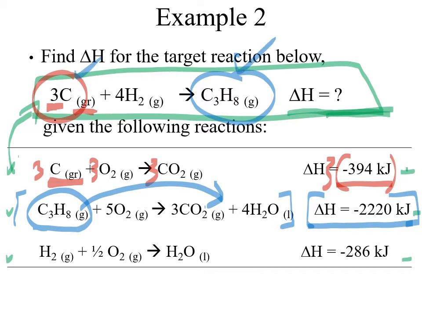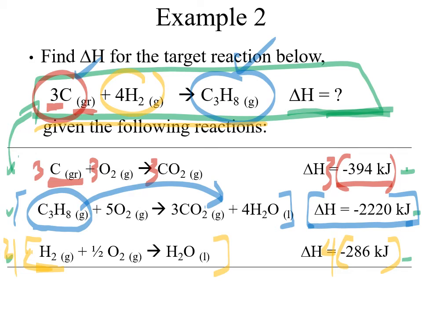Then I have the, let's pick an orange color here. I need 4 hydrogens on the left-hand side as well in order to get my target reaction. So if I look at this last one, I do have hydrogen, and it's on the correct side, but I don't have enough of them. I'd have to take this entire reaction here and multiply it by 4. And I'd do the same thing to the delta H. I'd have to multiply that by 4 as well. Then I would have all of the correct species in the reaction.